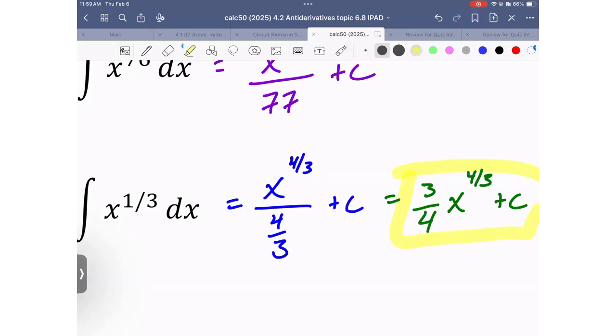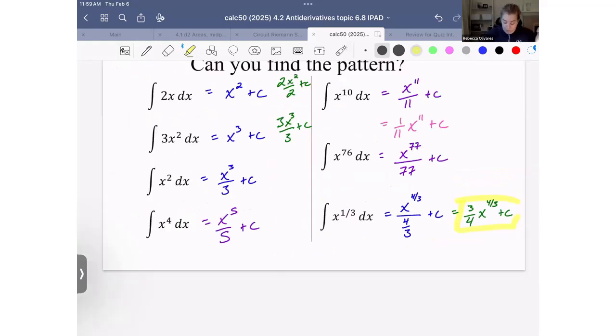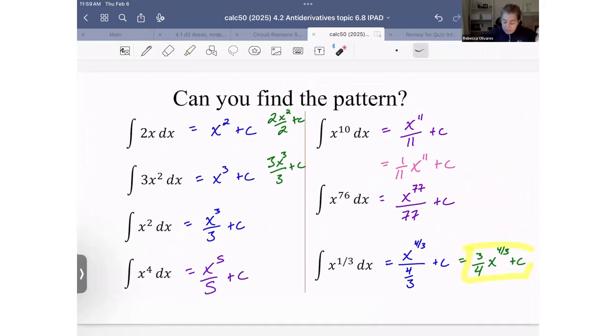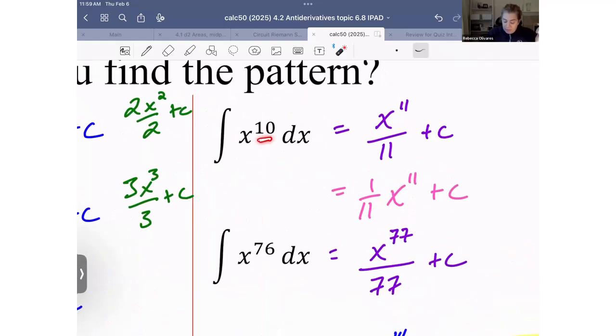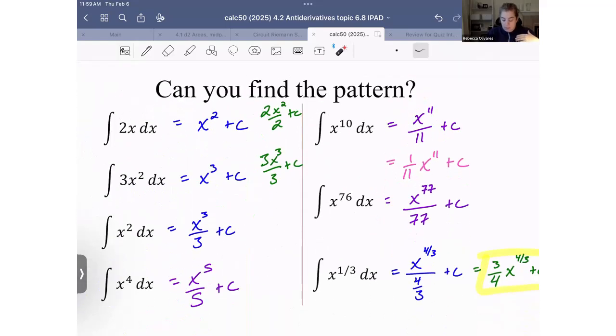Miss Any Oak, questions? Yeah, go ahead, Corey. Can you explain the pattern again? Sure. We're about to write it down. You're adding 1 to the exponent. So you had the exponent of 10. So you're adding 1 to that exponent, and then you're dividing by the new exponent. Add 1 to the exponent, divide by the new exponent.